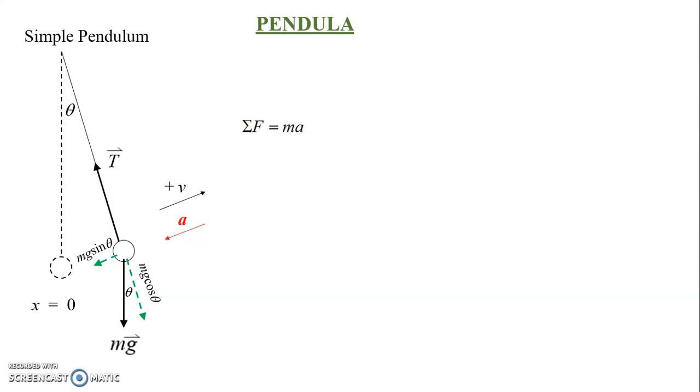So we do sigma F equals ma only in that dimension. There's only mg sine theta pointing in that dimension. Notice it is in the negative direction. We're calling positive away from equilibrium, so mg sine theta points the other way. That's negative mg sine theta equals ma. And it's pretty easy to see the mass is going to cancel out, and the acceleration in the tangential sense is negative g sine theta.